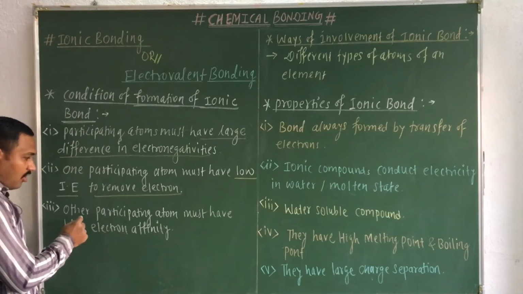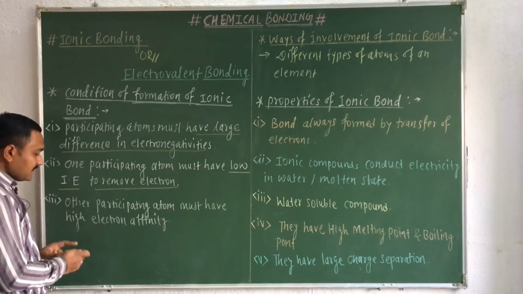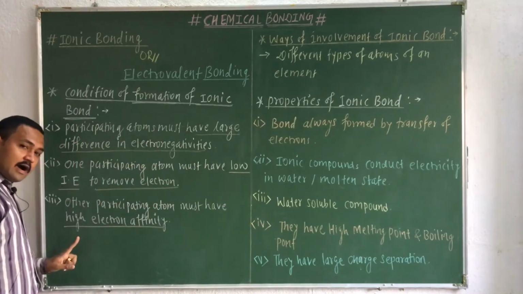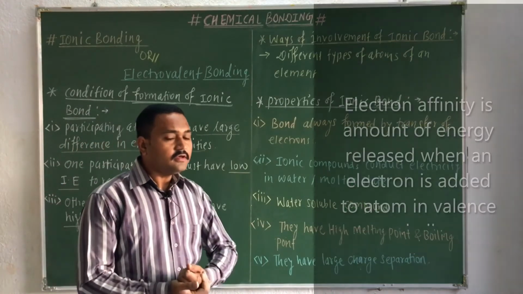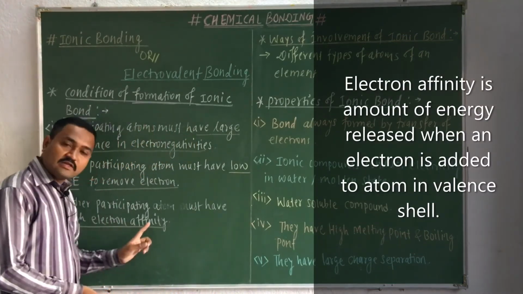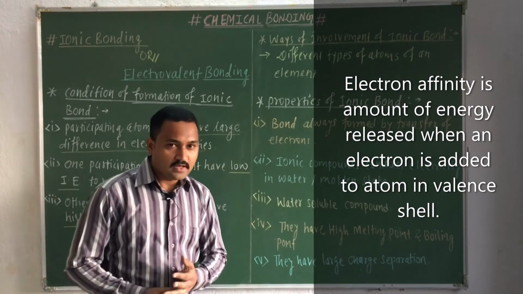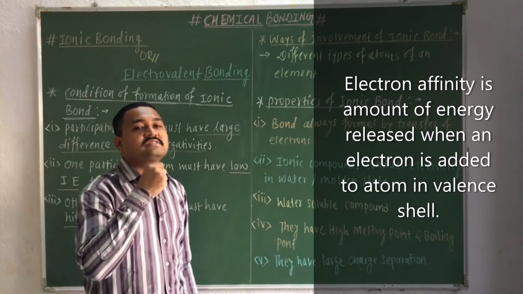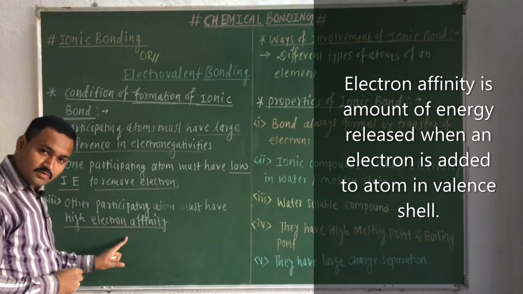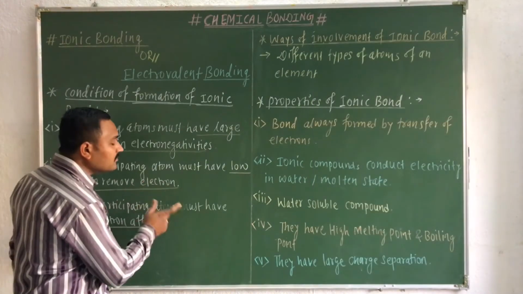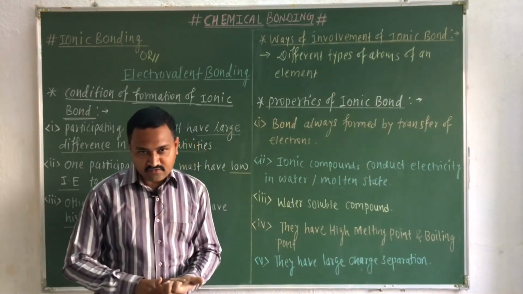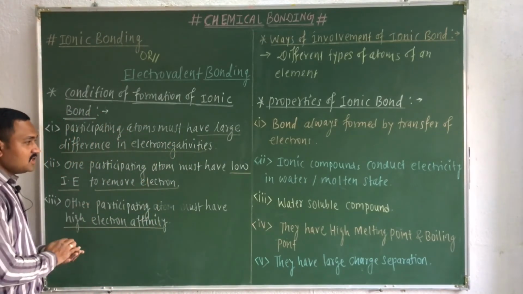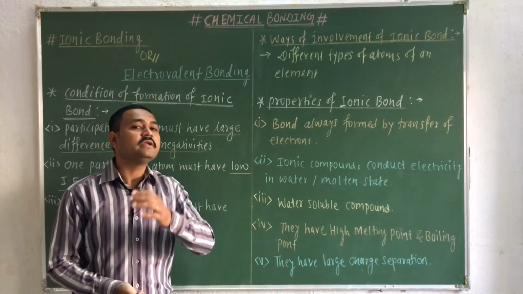Third, the other participating atom must have high electron affinity. Low ionization energy and high electron affinity. So what is electron affinity? Electron affinity is another important property which you have studied in your periodic table. This is nothing but the amount of energy released when an extra electron is added to the atom to form an ion. So one atom must have high electron affinity while the other atom must have low ionization energy. These points are very important. They may ask you in NEET and JEE.